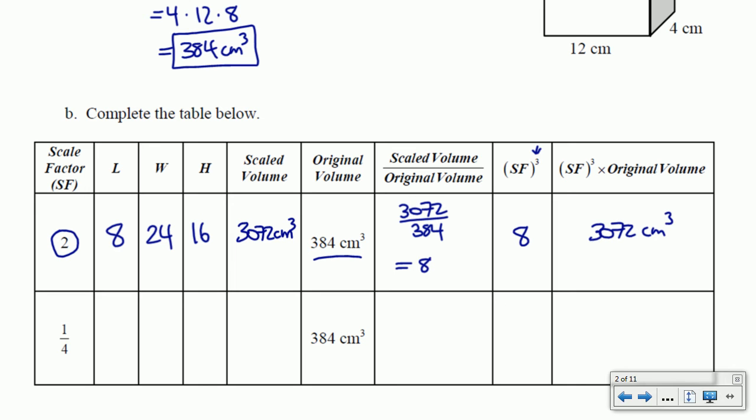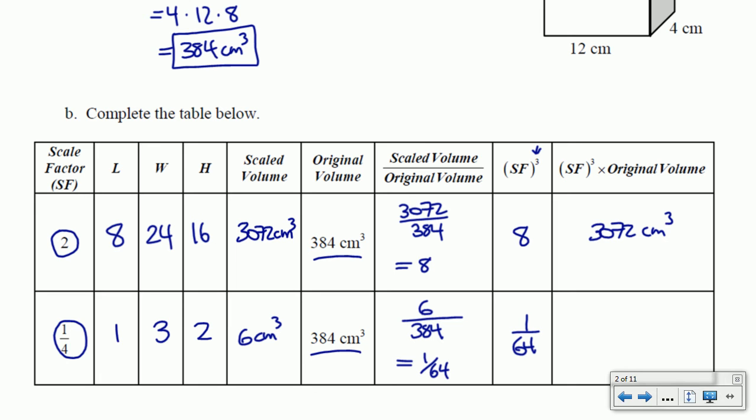With a scale factor of 1/4 in the next row, the new length would be 4 divided by 4, which is 1. The new width would be 12 divided by 4, which is 3. And the new height would be 8 divided by 4, which is 2. If we multiply 1 times 3 times 2, we get 6 centimeters cubed. And if we divide that by the original volume of 384, we get 1/64. If we cube the scale factor, 1/4 times 1/4 times 1/4 is 1/64. And if we multiply that number by the original volume of 384, we get 6 centimeters cubed.